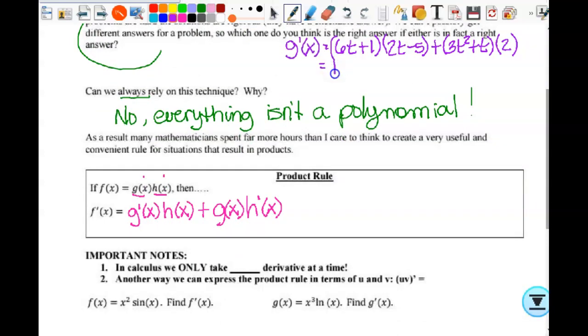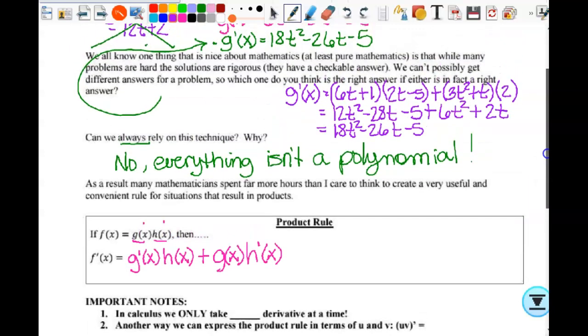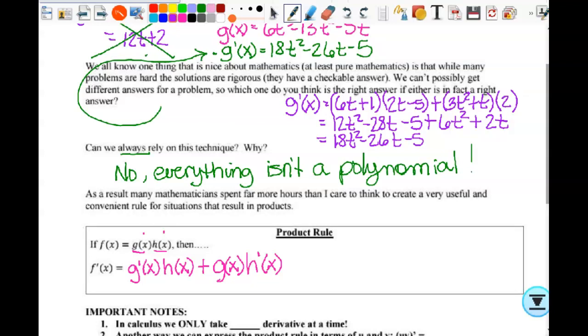So if I multiply these out, I'm going to get 12t squared, and then I'd have negative 30t plus 2t, so that's negative 28t, and then minus 5, and then plus 6t squared plus 2t, which gives me 18t squared minus 26t minus 5. I hope that's what we got up there. Oh, look at that.